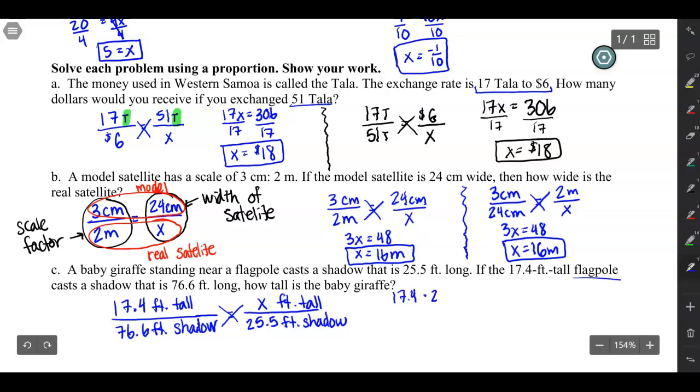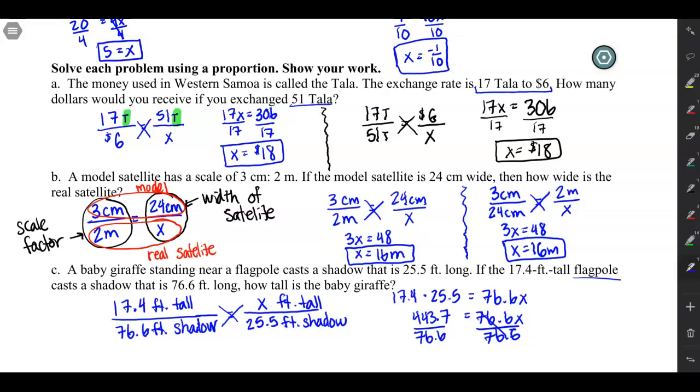So I'm going to have 17.4 times 25.5 is equal to 76.6x. This left side will turn into 443.7. So 443.7 equals 76.6x. I'm going to divide both sides by 76.6. And that is going to tell me how tall this giraffe is. So this giraffe is 5.8 feet tall.